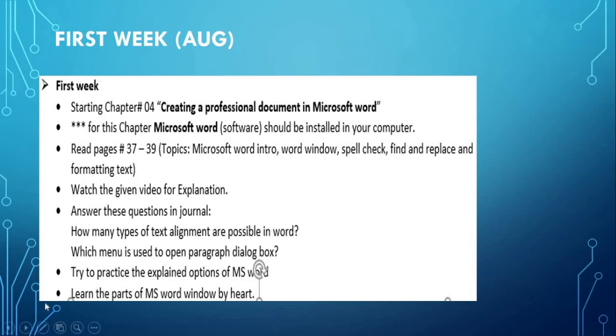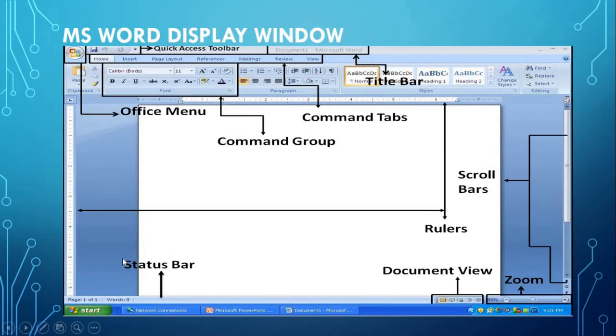First of all, we should know the display window of Microsoft Word. The Microsoft Word window is divided into different parts, like the quick access toolbar, office menu, command group, and command tab. This is called a ribbon, and this ribbon is divided into different tabs: home tab, insert tab, page layout tab, references tab, and mailings, review and view. All these different tabs have their different options.